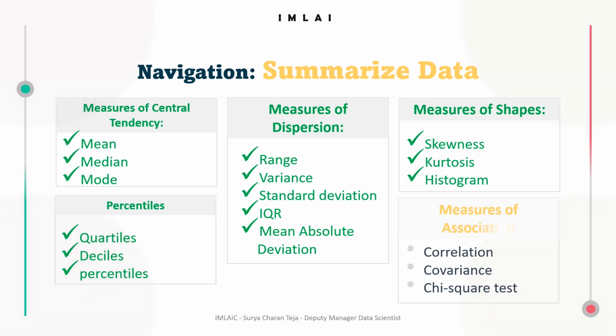In measures of association, we will see correlation, covariance, and then to understand the correlation, we need some plots. For that, we will use a scatter plot. And after that, we will also use cross tabulation. That is another way of understanding the relation between two variables. And then we will use a chi-square test, which gives the relationship between categorical variables.